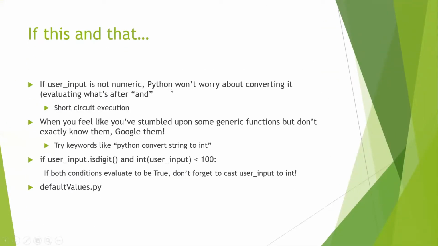So remember, we check if the user input is numeric first, and then worry about converting it, and actually check if it's within 100. So if the user input is not numeric, Python just will stop there and end the if statement check and do whatever is in the else. So that is called short circuit execution. It checks the first thing in the if command. We connected them with and, so Python goes from left to right.